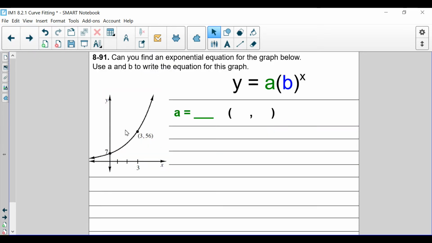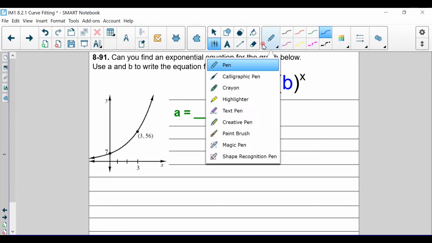So what we're going to do is look here. We've got 2 points on an exponential curve and our goal is to find an equation from it. Let's remind ourselves that the equation for an exponential curve is y is equal to a times b to the x power. What does a represent? Well, let's go over what a represents.